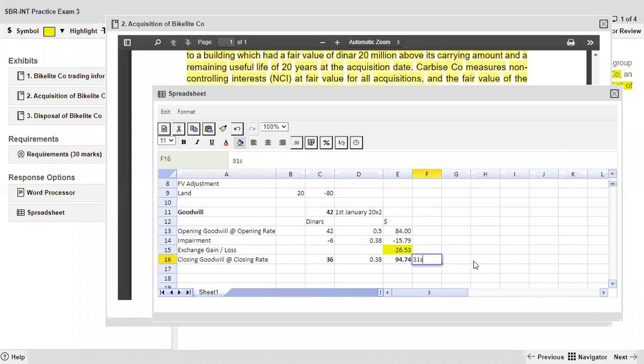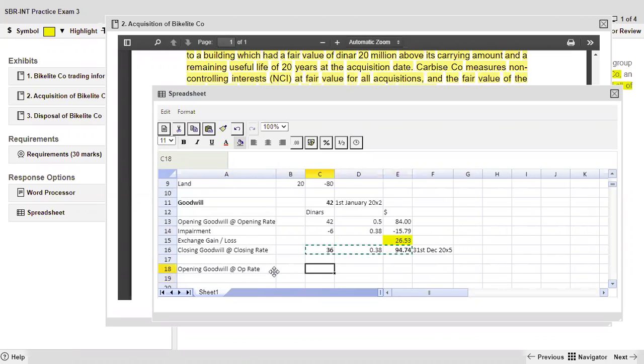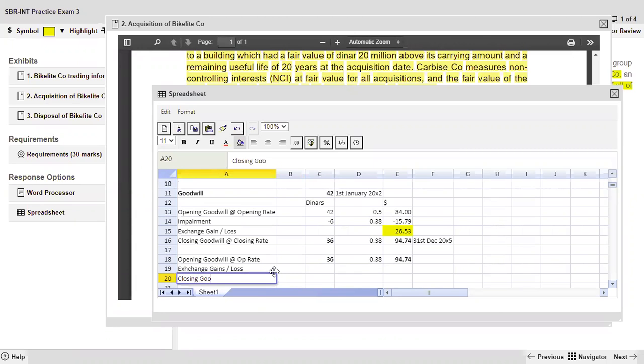This is 31st December 2005, which is also 1st January 2006. Now the opening goodwill at opening rate will be this. The goodwill, the exchange gain/loss will be what? And then you will have a closing goodwill at closing rate.